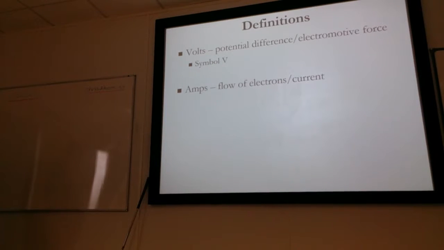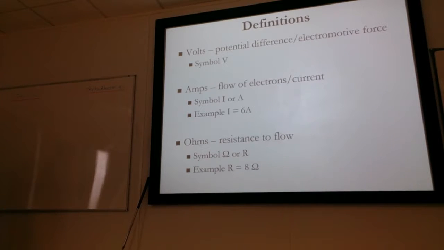Likewise, when we come to amps, the symbol is I, or A, so we would say I is 6 amps, but we wouldn't say A is 6 I's. So if you like, I is the concept, and A is the value. Ohms is the resistance to flow, and the symbol is omega or R. So again, we could say R equals 8 ohms. We wouldn't say ohms equaled 8 R's.